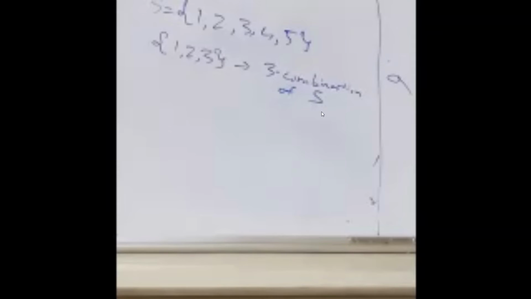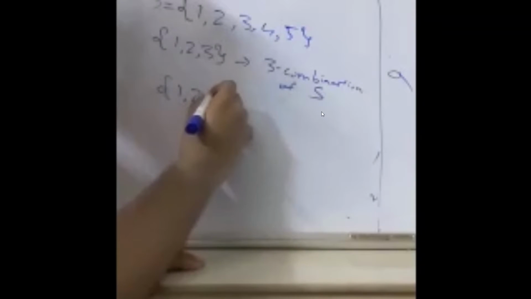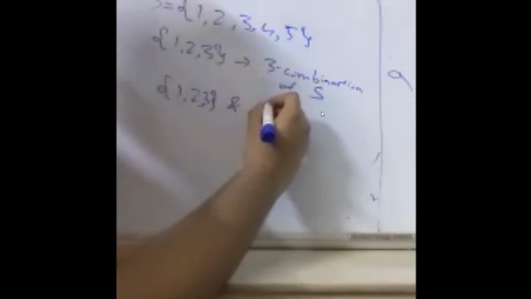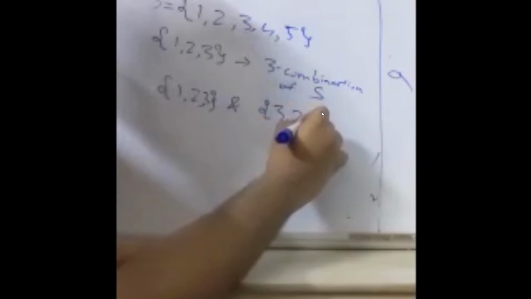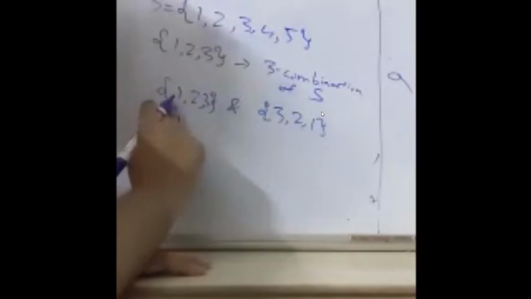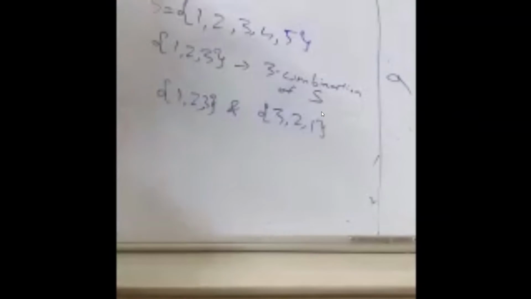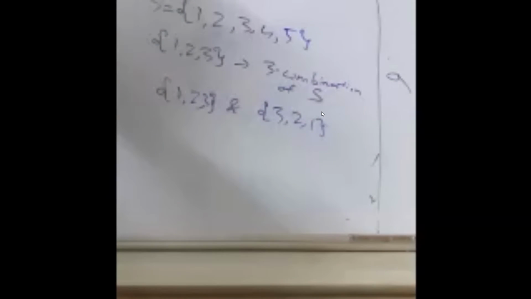So what's the difference between a permutation and a combination? In a permutation, we had 1, 2, 3 and 3, 2, 1 as different permutations. But 1, 2, 3 and 3, 2, 1 are the same combination. So the order does not matter when it comes to combination. We'll try to understand this with a problem.